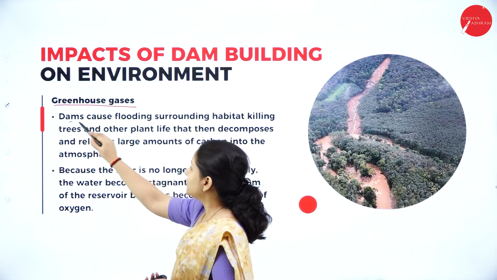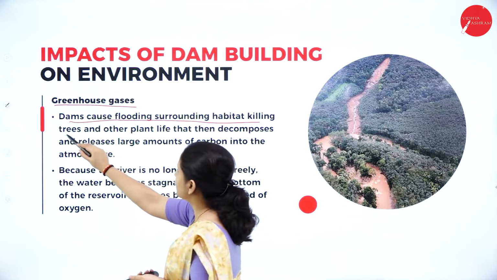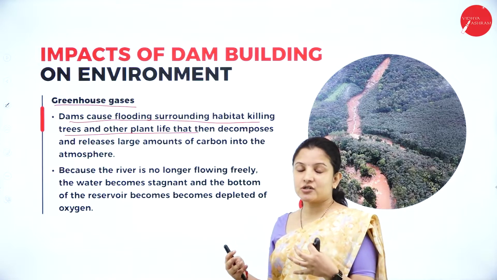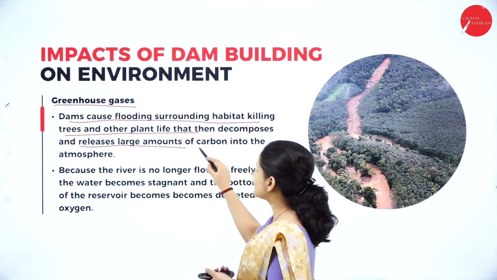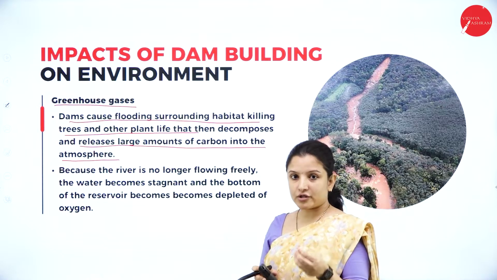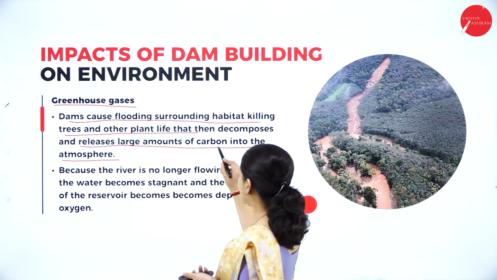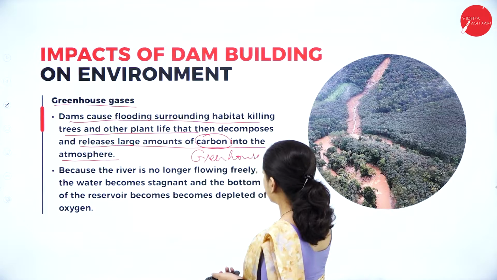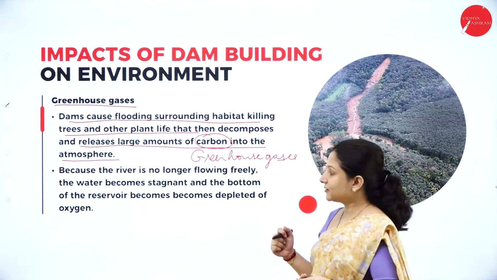So dams cause flooding of the surrounding habitat, which will lead to killing of trees and other plant species. And therefore, when these plant species and trees decompose, when they rot, they release a large amount of carbon into the atmosphere. And when they release carbon into the atmosphere, carbon is one of the major greenhouse gases, right? So this is how indirectly dams can increase the concentration of greenhouse gases in the atmosphere.